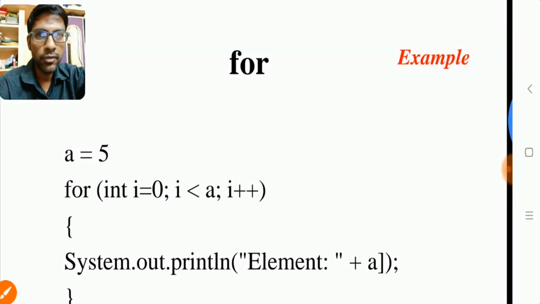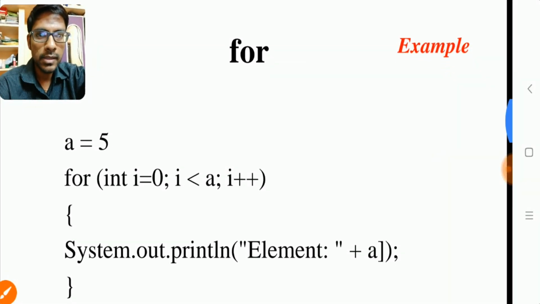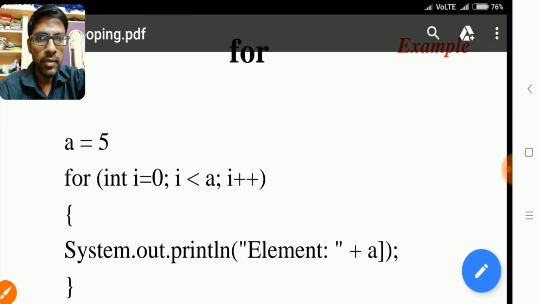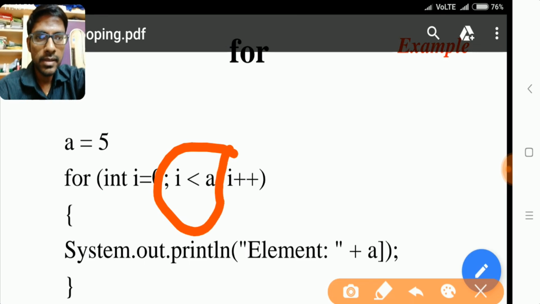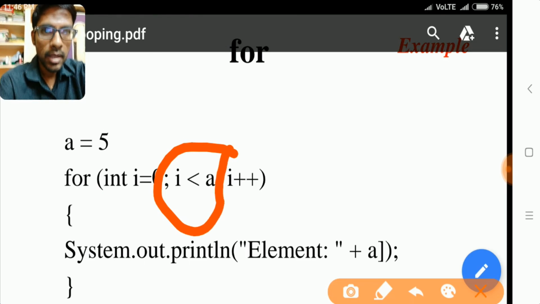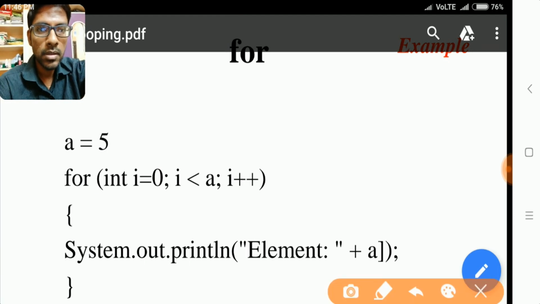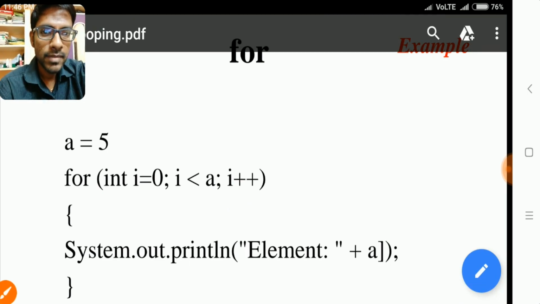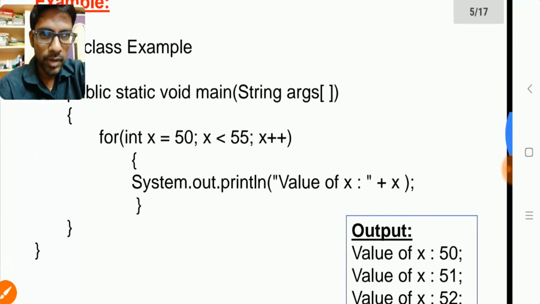Here we have an example for loop. A is initialized to 5. A is a variable. For int i is 0, this is initialization. And next we have the test condition: i is lesser than A, A is 5. And next we have the increment expression, i plus plus. System.out.println, we are going to just print the value. We'll see a program now.